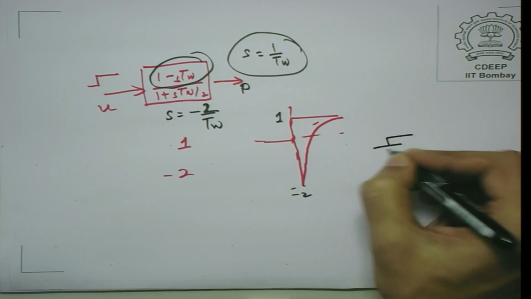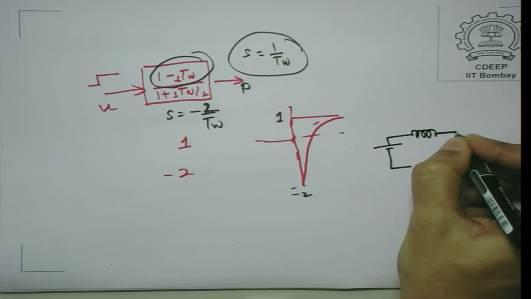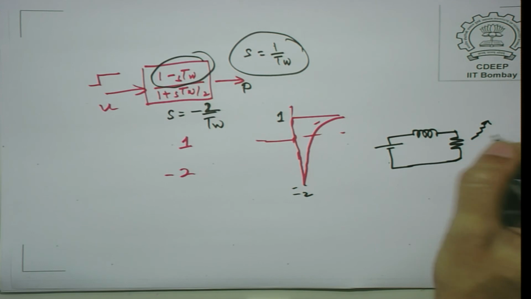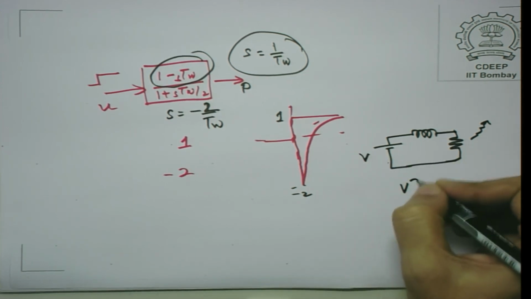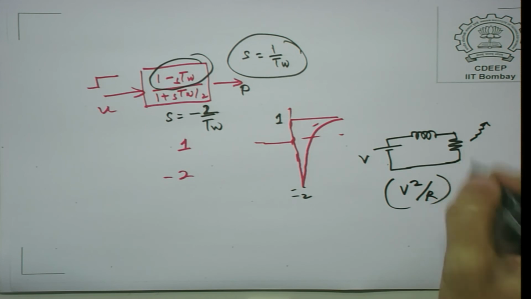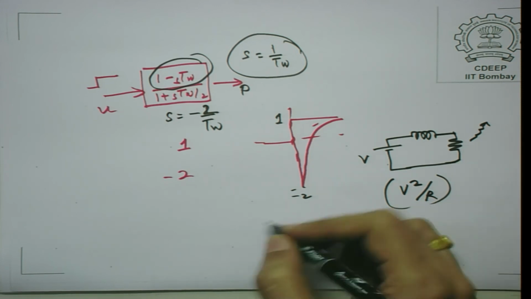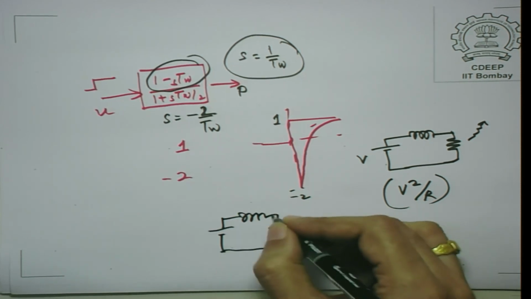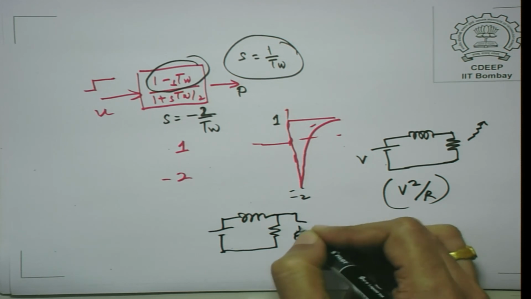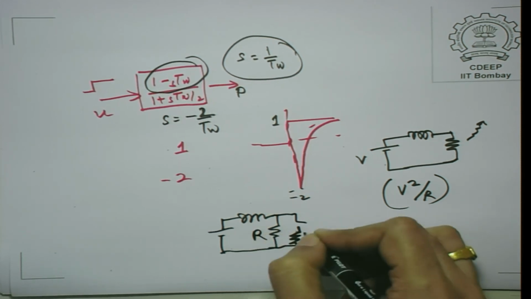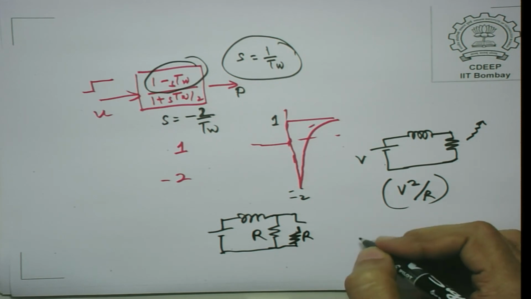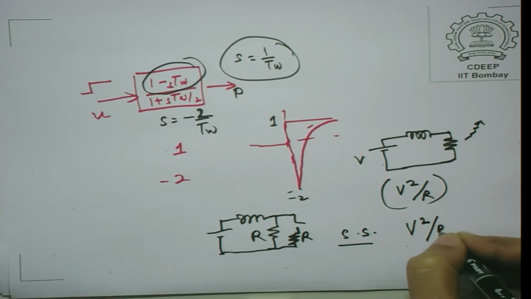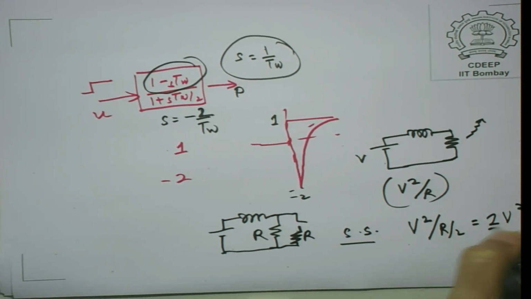Electrical analogy is like this. Suppose you have got an inductor connected to a resistor like this. The power output of this resistor is in fact given by V square by R in steady state. Okay. But suppose I connect another resistance here. So, R and R. If I connect this resistance, then in steady state the power is V square by R by 2, that is 2 V square by R.